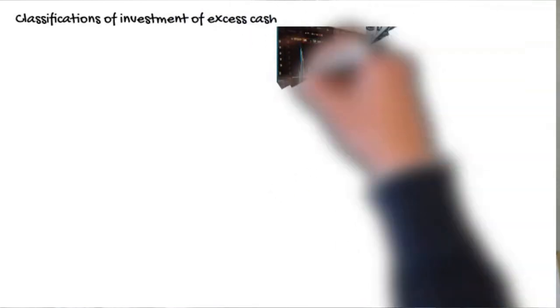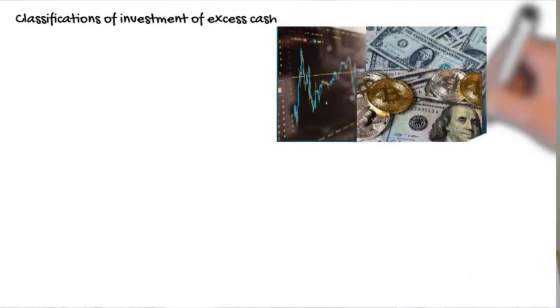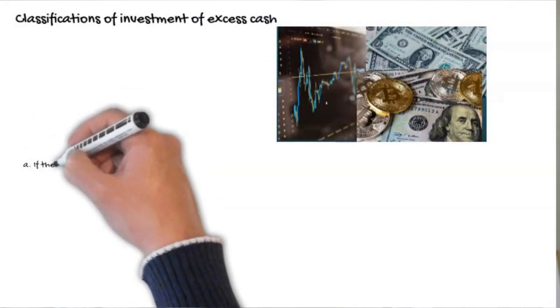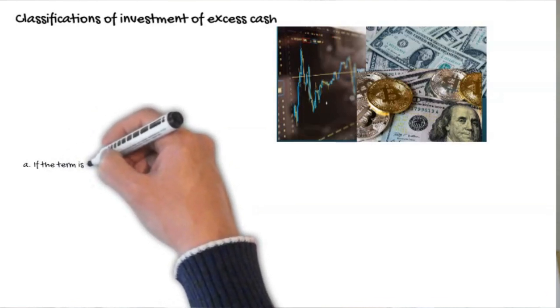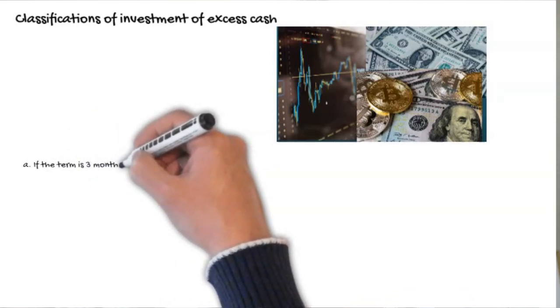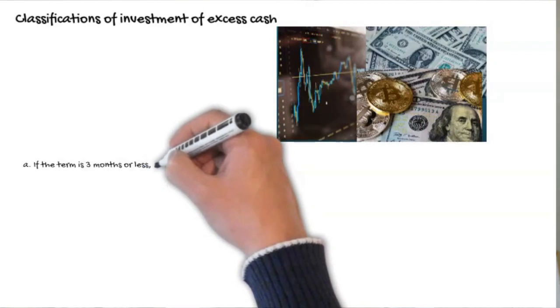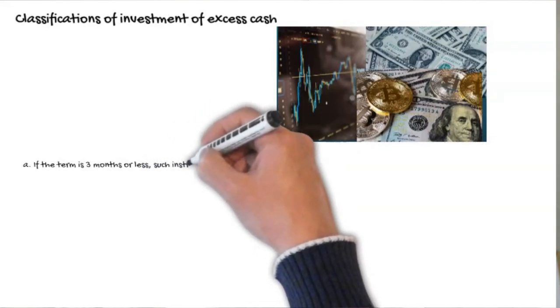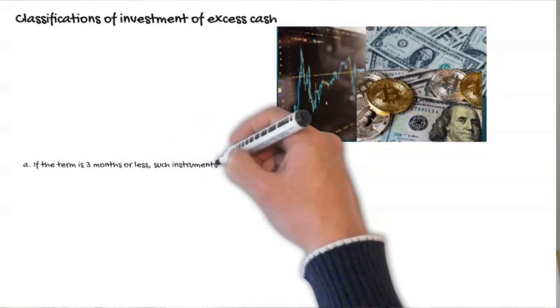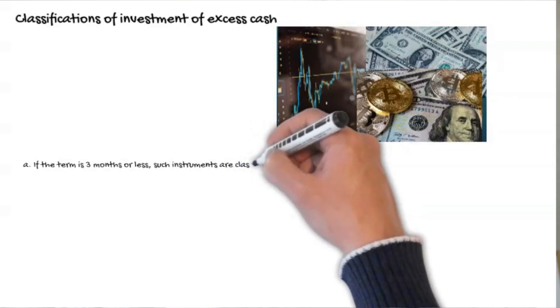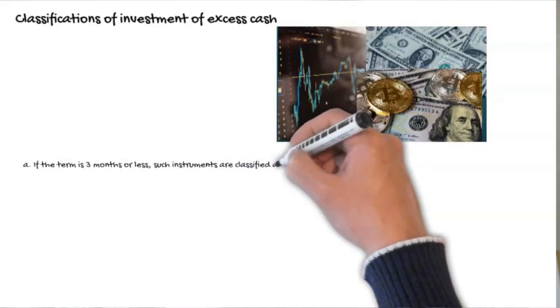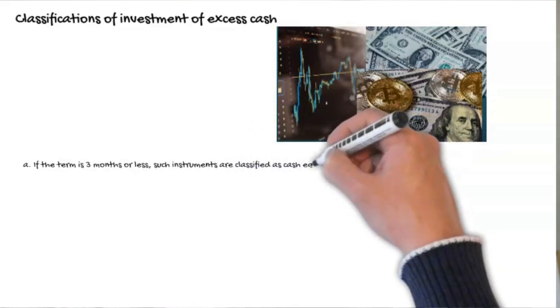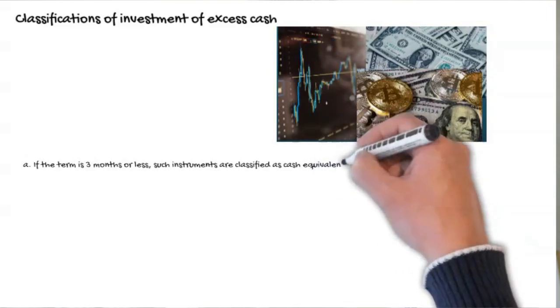Classification of investment of excess cash, investment in time deposits, money market instruments, and treasury bills should be classified as follows. If the term is 3 months or less, such instruments are classified as cash equivalents and therefore included in the caption cash and cash equivalent. So the demarcation line is 3 months or less to be called cash equivalents.